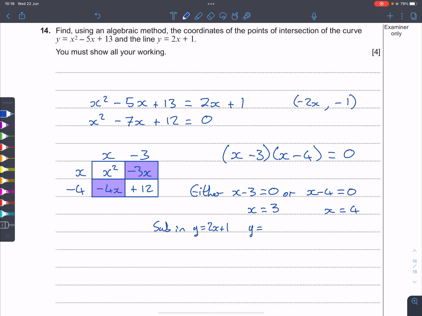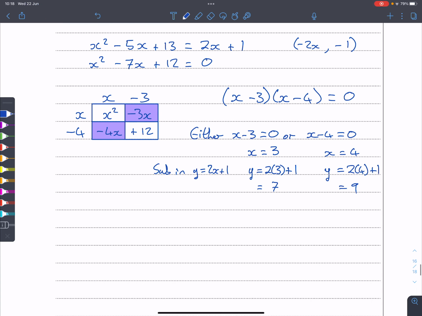That gives me y equals 2 lots of 3, so that's 6 plus 1, which is 7. And on this one, y equals 2 lots of 4, which is 8 plus 1, so that gives us 9. So the points of intersection are, in coordinate form, (3, 7), because that's what they've asked for, and (4, 9). And that's the question.